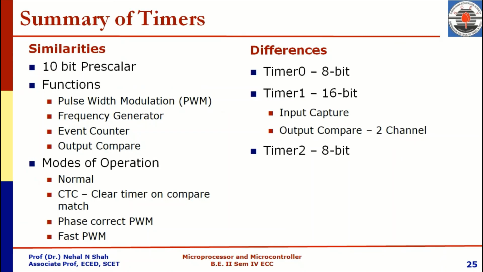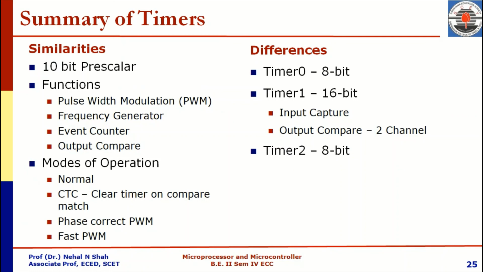We can summarize the timer registers as well as the timers this way. All 3 timers of AVR Atmega 32 have a 10-bit prescaler. They can work as pulse width modulation, frequency generator, event counter, and output compare. All 3 timers have 4 different modes of operation: normal, clear timer on compare match, that is CTC, phase correct PWM, and fast PWM.